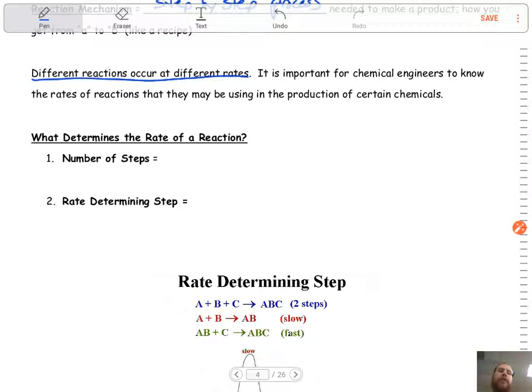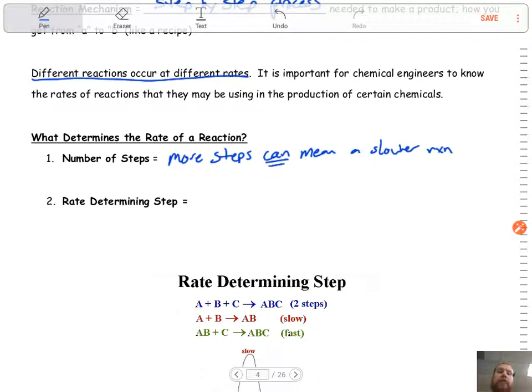So what determines the rate of reaction? Well, there's two things that actually determine the rate of reaction. The first is the number of steps. Now, this is very important for us to make note of. The more steps can, notice that's the key word here, highlight, underline that, it can mean a slower reaction. Doesn't mean that it always is. Just because you have more steps doesn't necessarily mean that it's always going to be slower. But it can be. It's kind of the first way to think about it, all right?